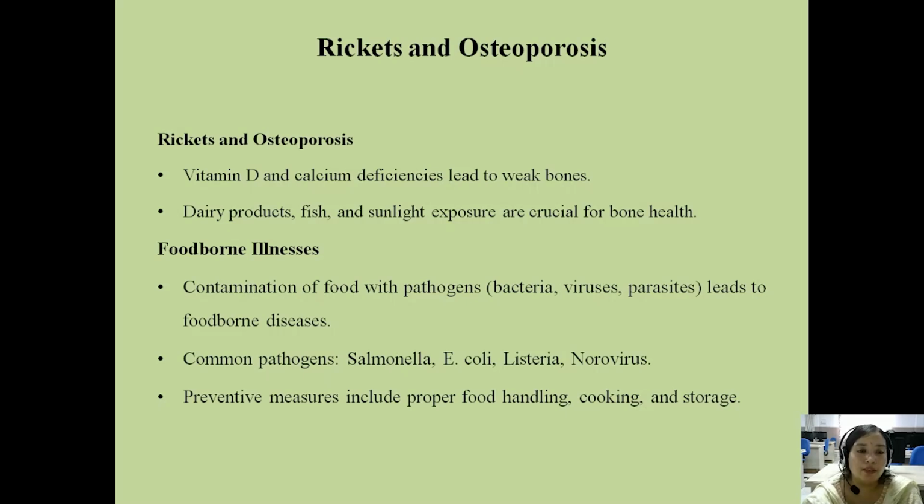So these are the foodborne illnesses. Contamination of food with pathogens like bacteria, viruses, and parasites leads to foodborne disease. Common pathogens are Salmonella, E. coli, Listeria, and norovirus. Preventive measures you can take include proper food handling, cooking, and storage.